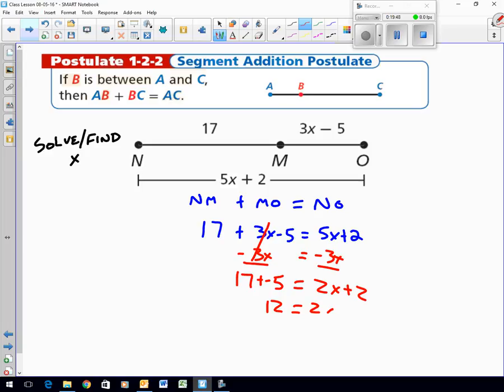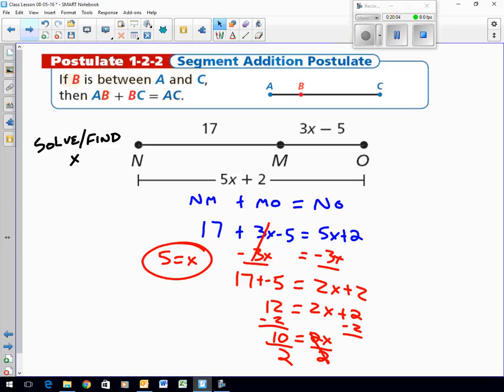Okay? 2x plus 2, I subtract 2 from both sides. Hopefully none of that is foreign to you. I divide both sides by 2, unbind my variable, get 5 as my answer. Okay? That's what you should have had for this particular problem. Right?